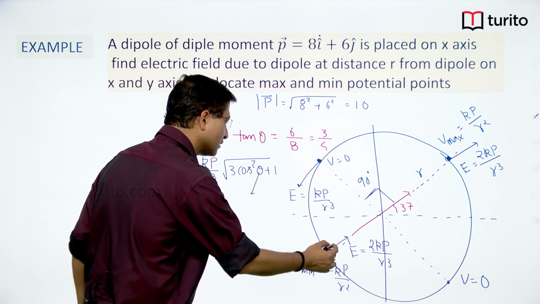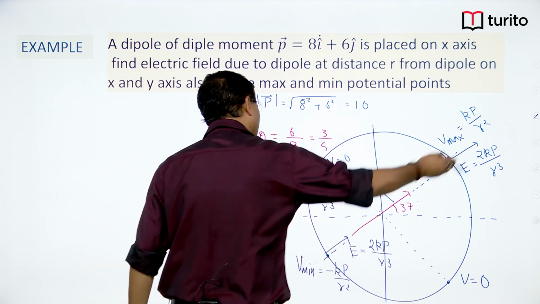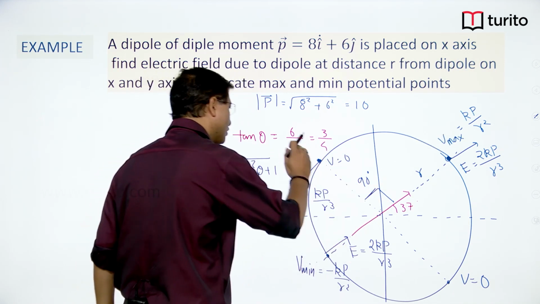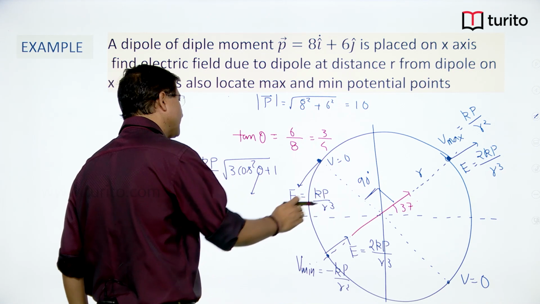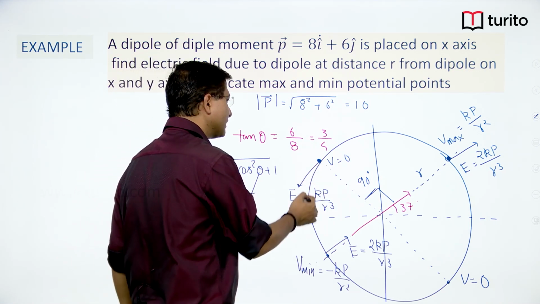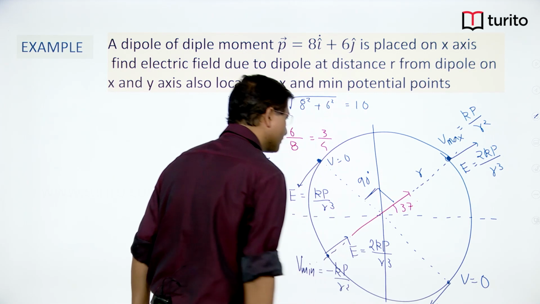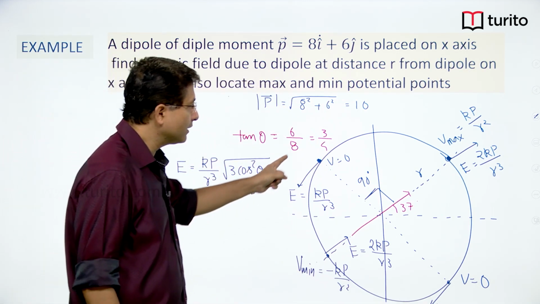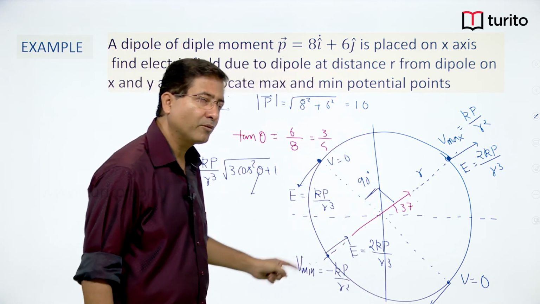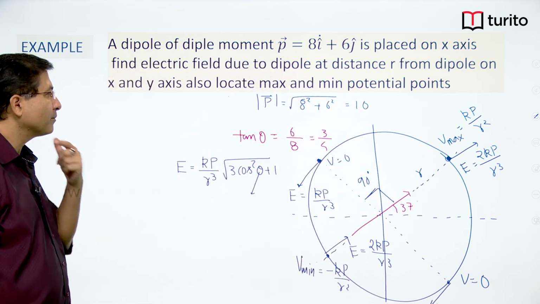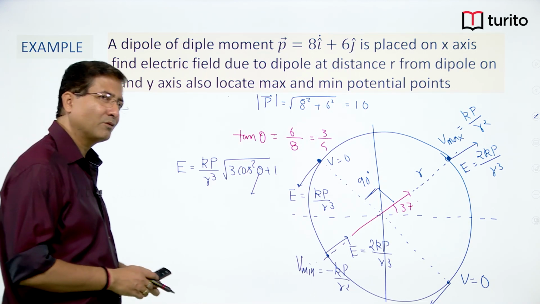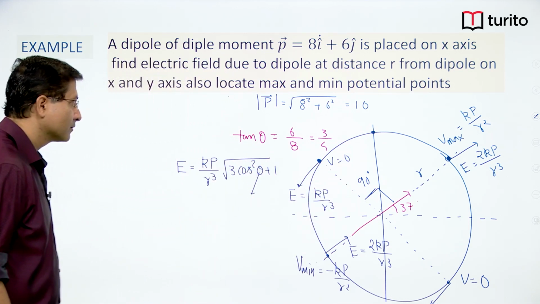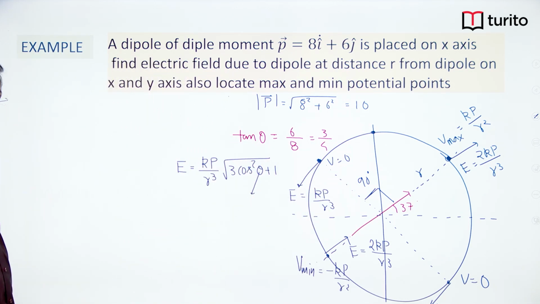Here this is 2kp divided by r cube, because on the axis, on the bisector it was kp divided by r cube, and whatever be the direction here, the same will be the direction here. So this way I can talk about any point in space. For example, if I ask what would be the potential and field at this particular point, what would be the potential and field at that particular point.